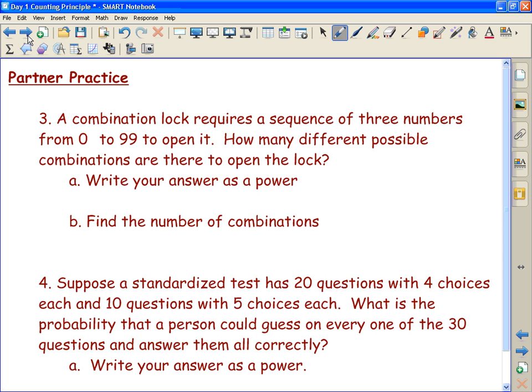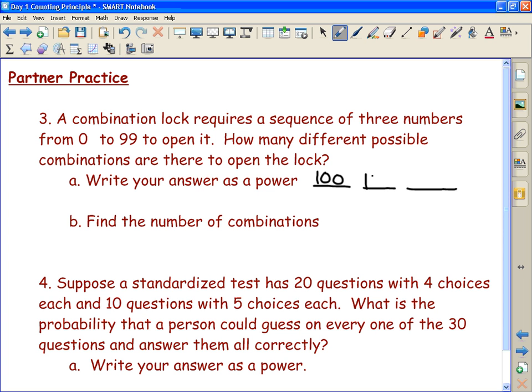It says a combination lock requires a sequence of 3 numbers. All right, so I need 3 numbers. 1, 2, 3. 0 to 99. Now here's where it gets a little tricky. If I include 0, I really have 100 numbers to choose from because I have 1 to 99, that's 99 numbers, and then also 0. So that's 100 numbers to choose from for the first one.